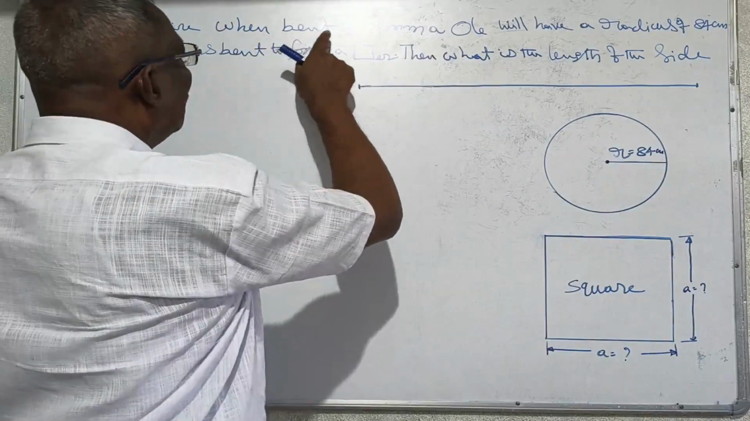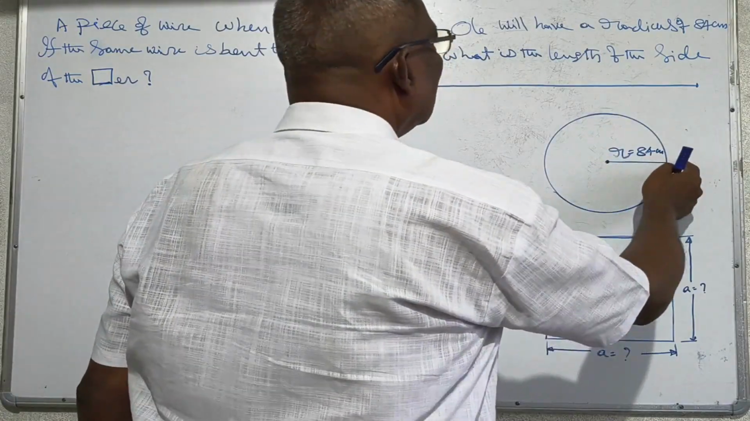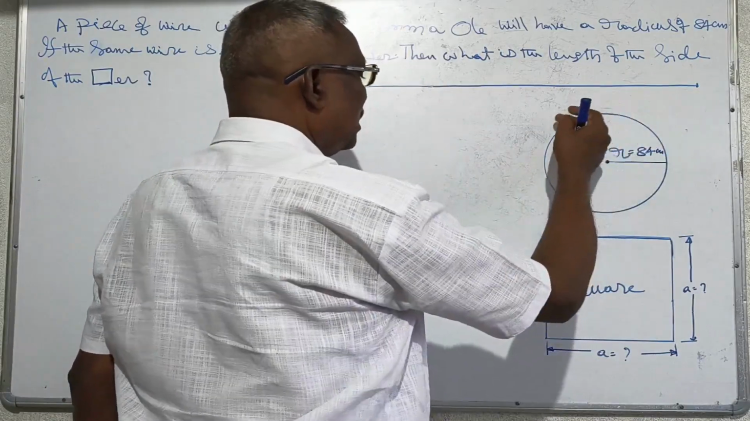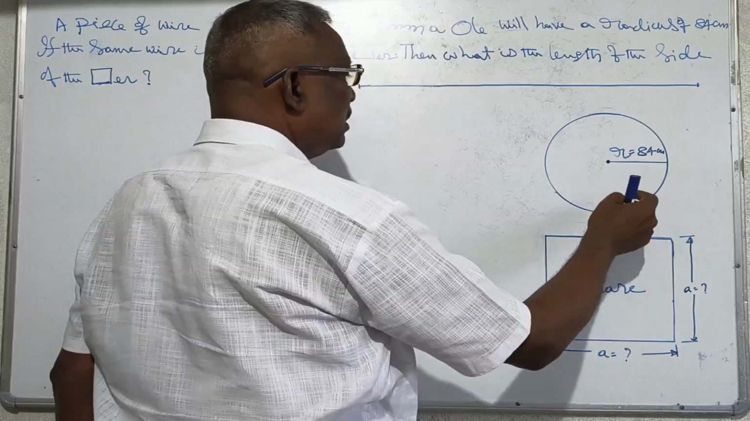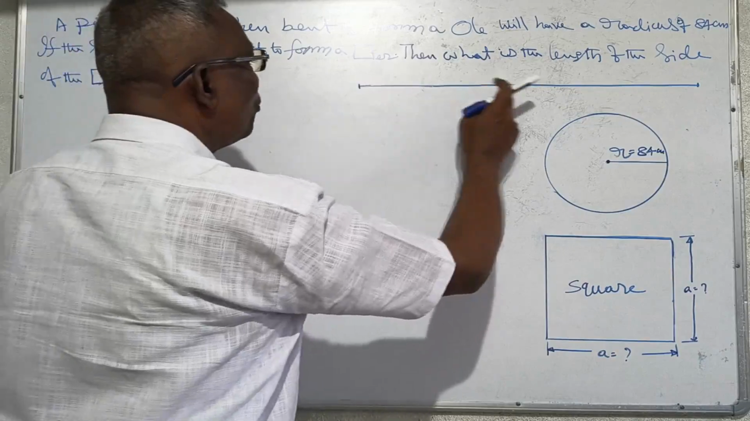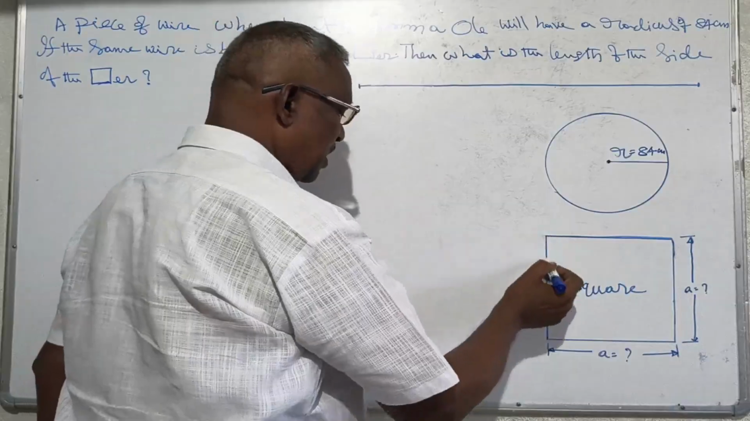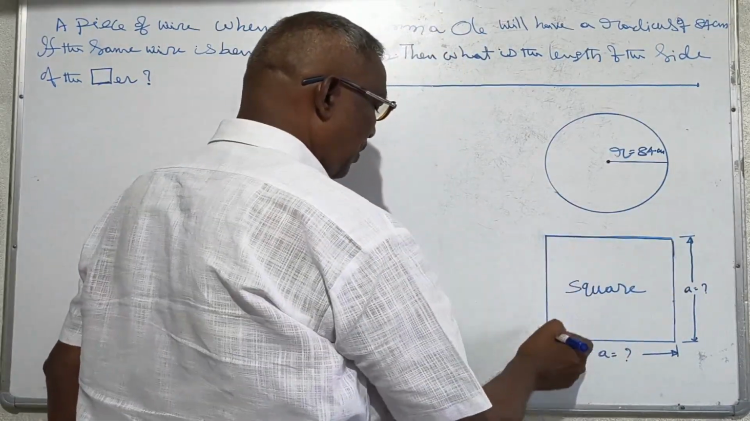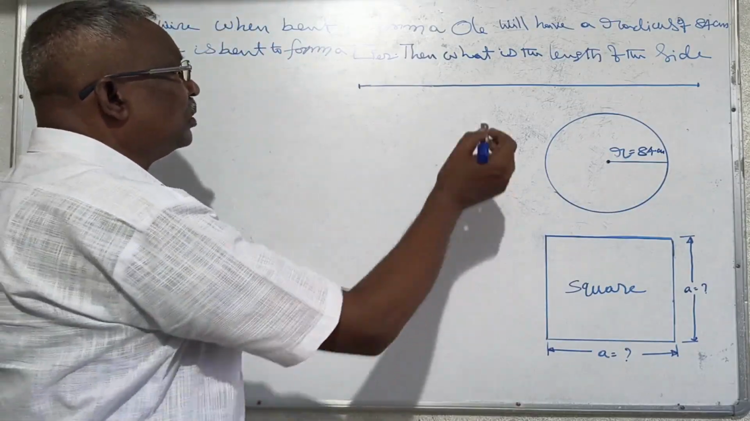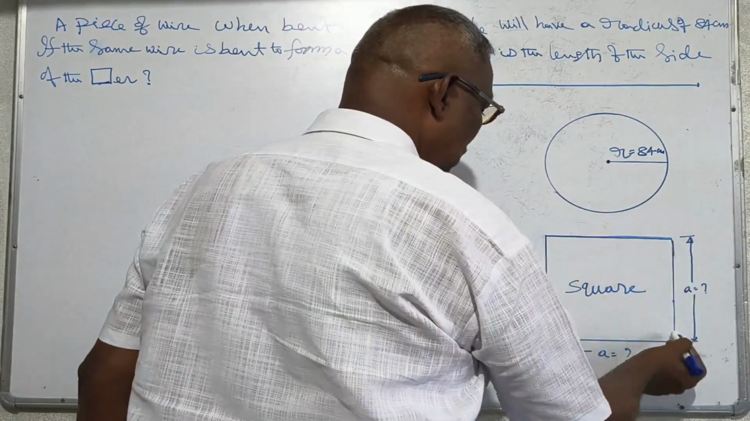A piece of wire when bent to a form of circle has a radius of 84 centimeter. This piece of wire bent in the form of a circle has the radius 84 centimeter. Next, the same wire is bent in the form of a square. Then, what is the side of the square? What is the length of the side of the square?